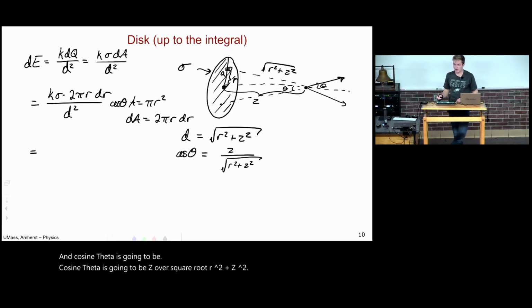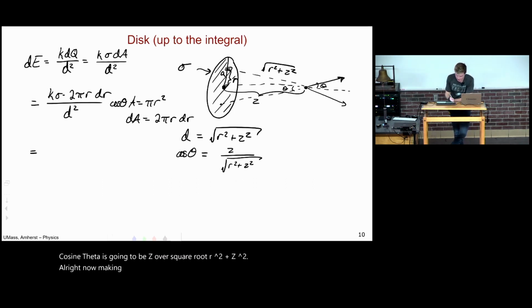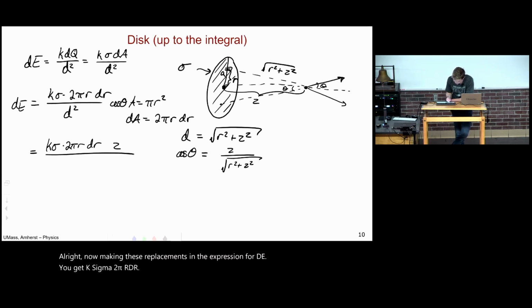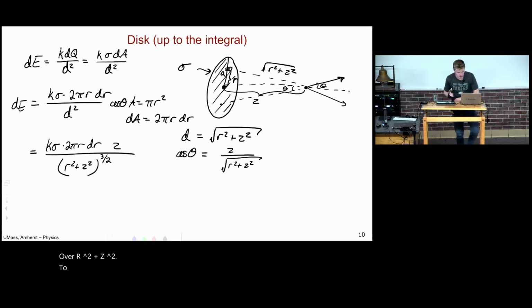All right, now making these replacements in the expression for dE, you get k sigma 2 pi r dr z, from the cosine theta, over r squared plus z squared to the 3 halves. And I know I'm going quite fast here.